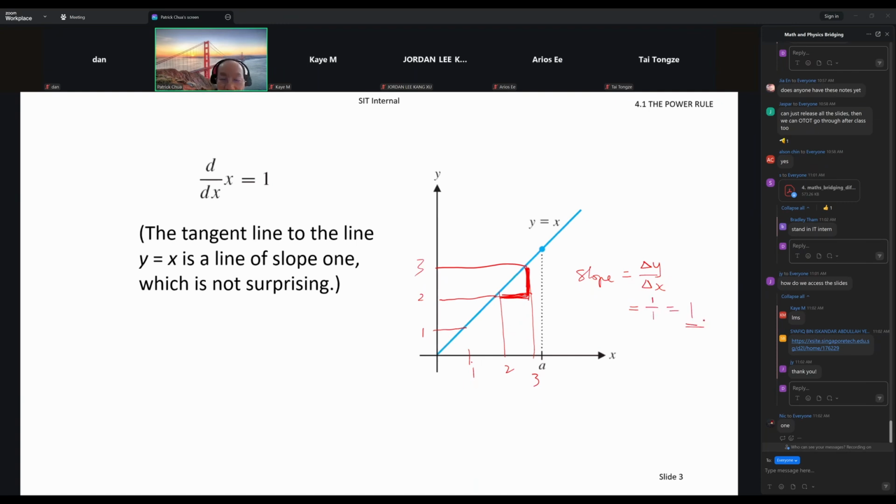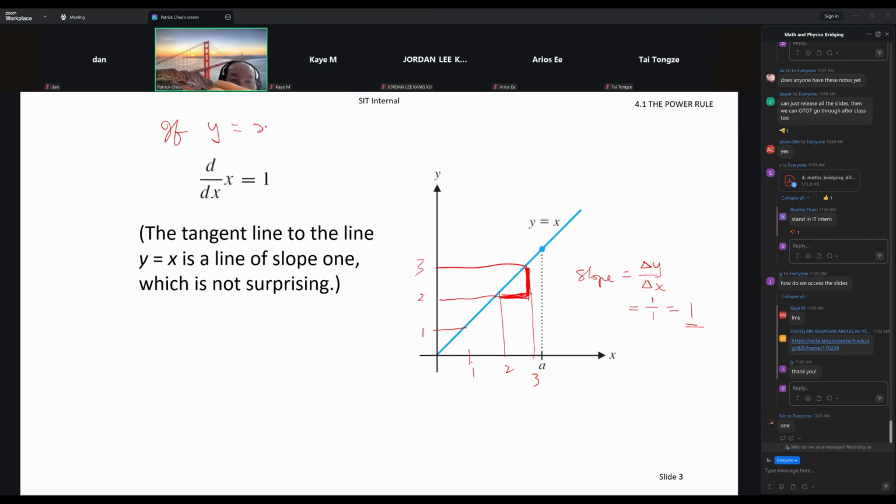So in other words, for this particular plot where y is equal to x, when you differentiate y, dy/dx is equal to 1.